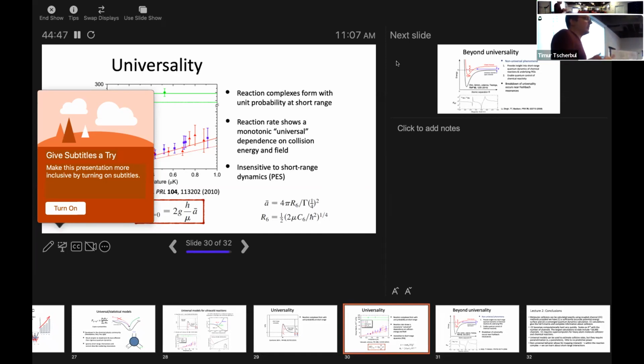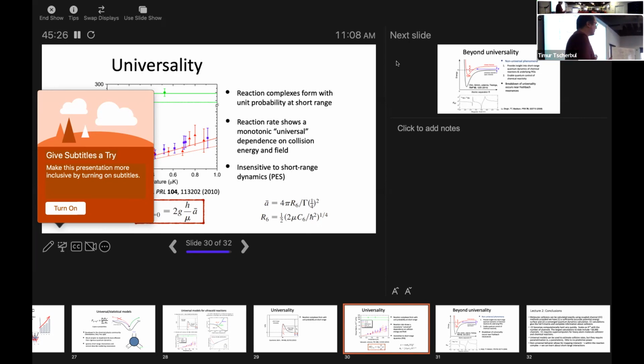This was when the JILA experiment on KRb plus KRb had just been made public. So if you want to calculate the black hole rate, or universal rate, all you need to know from a practical perspective is two things. You have to know the average scattering rate, which is 4 pi R6 over some constant. And R6, the van der Waals distance, depends only on the reduced mass of the system and the C6 coefficient, the long-range interaction. And that's it. The long-range interactions are quite easy to calculate very accurately.